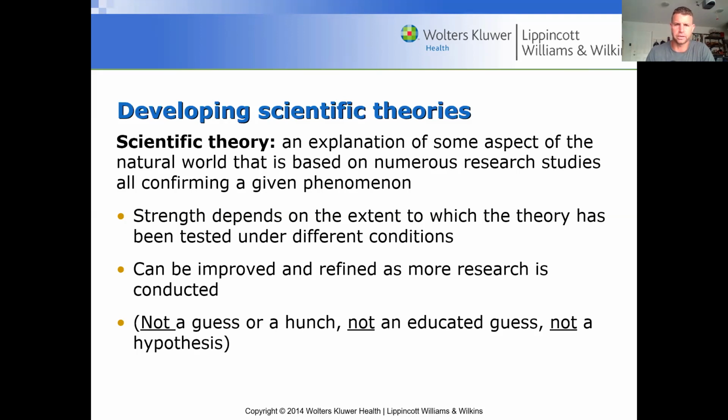Again, it can be improved and refined as more research is conducted. And again, it's not a guess or a hunch. They say it's not an educated guess and not a hypothesis, right? So the scientific theories are based on the body of the research. You have the educated guess, which is your hypothesis, right? But once you've done the research, and once more people have done the research, and then you've done more research and everybody else puts this together, it creates these scientific theories. So the theories come about based on numerous research studies, right?